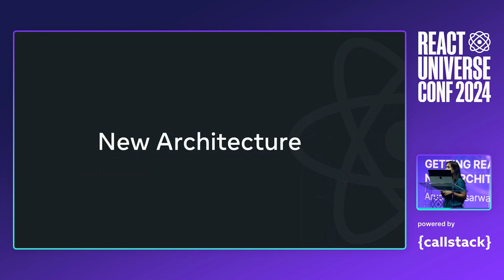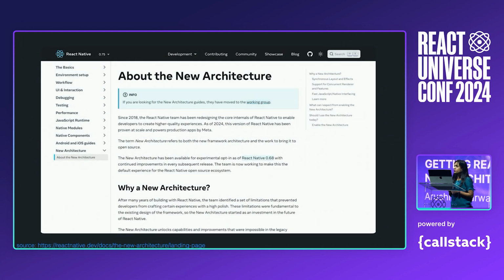But before that, I want to remind you about what the new architecture is. For those of you who don't know, new architecture is essentially a significant rewrite of the React Native internals with a new renderer and a new native module system to make it synchronous so that we can use the concurrent features in React Native. The term new architecture refers to both the new framework architecture as well as the work it takes to bring it to open source, to you. And today, we are going to expand more on the latter part.